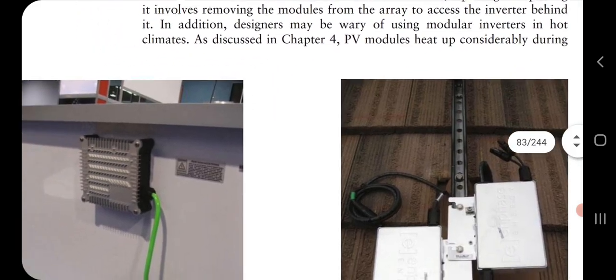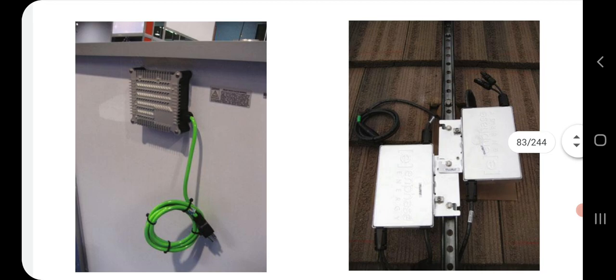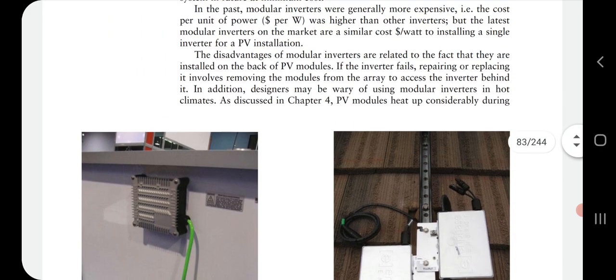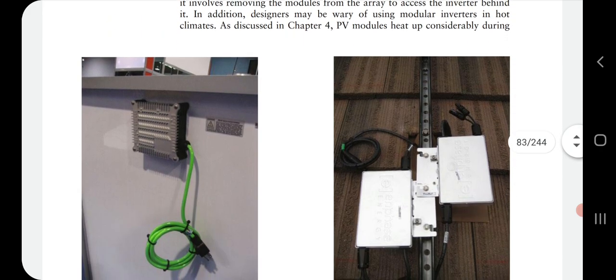You can see this is the modular inverter, mounted at the back of the panel. But the main disadvantage is that it is placed behind the PV panel, so the heat increases the temperature and affects the performance of the modular inverter. The operating condition might be different, and if the temperature keeps increasing, there are more chances that the inverter might fail. The design will also differ for the hot season and the cold season.